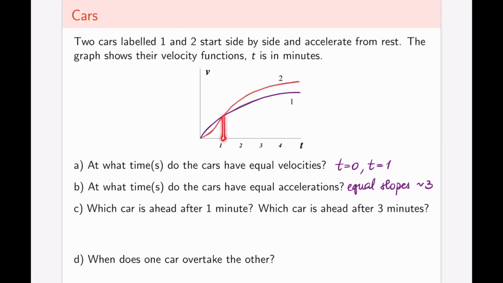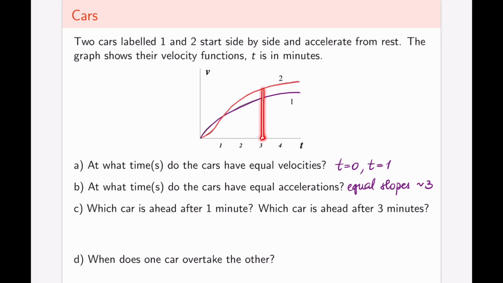So let's take a look at 1. What car has covered more area under the velocity curve by 1 minute? Well, I can see that the red car has covered this much, whereas the purple car has covered this much. So the purple car, car number 1, has clearly covered more area under the curve by 1 minute and therefore has covered more distance.